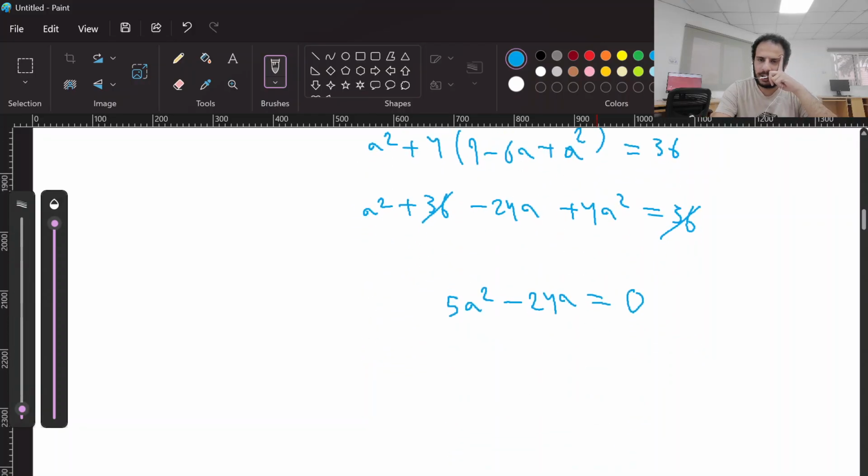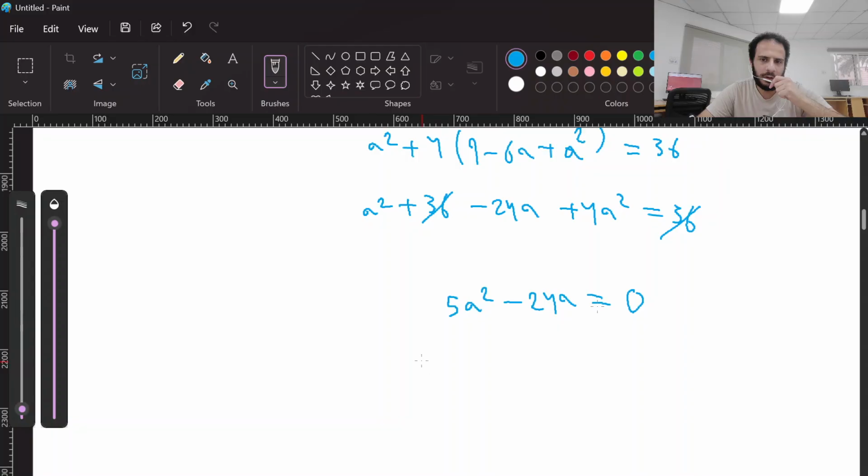What do you think? Can I divide by a? You can factor out a. Yes, factor out a, because if you divide by a, it's not correct, because we will lose one of the two solutions. One of the two solutions is 0, right? So you cannot divide by 0. And usually when you divide, you are not allowed to divide if you don't know whether the value is 0 or not. So we don't divide. Take a as common factor.